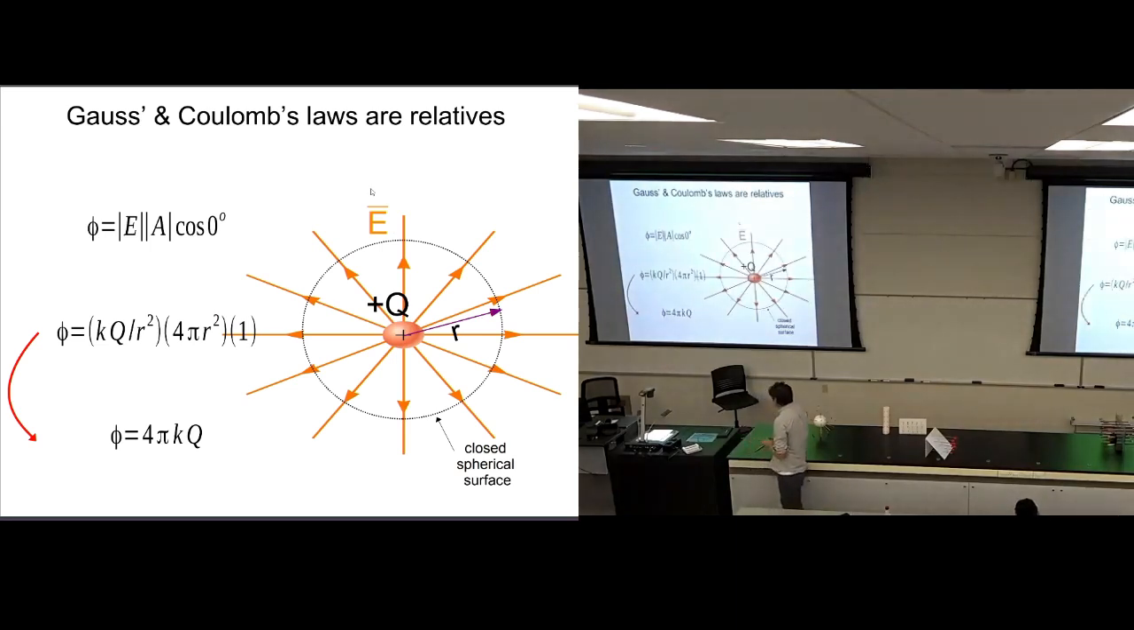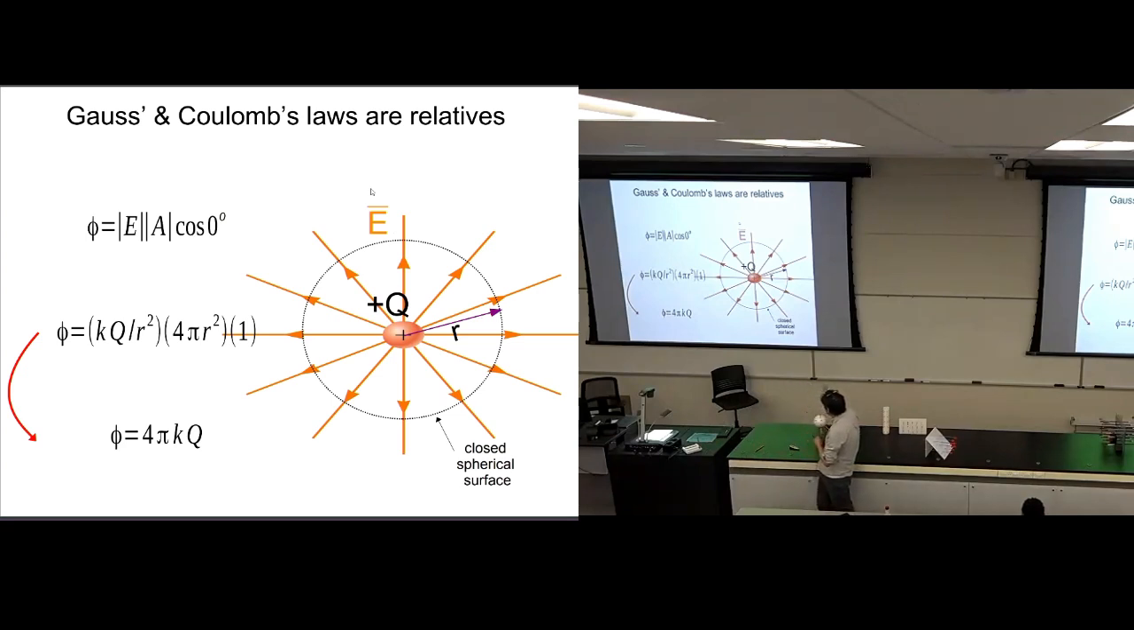Here's another example that illustrates that we've talked about Gauss's law now for describing electrical flux, Coulomb's law for describing electrical field. The two of them are actually related. They're really like relatives. They're like your aunt and uncle or something. They're connected together. And this slide just illustrates that.